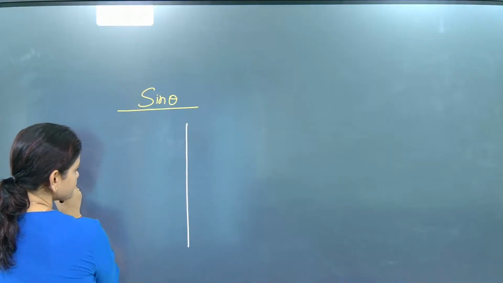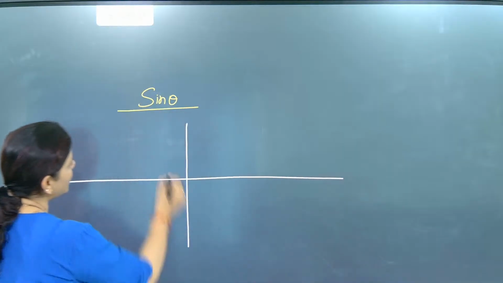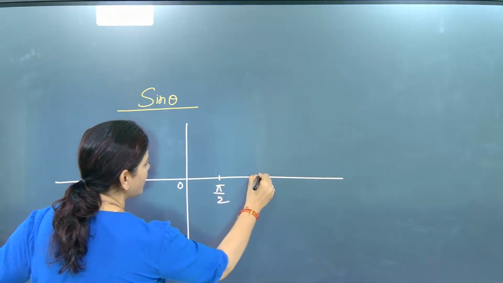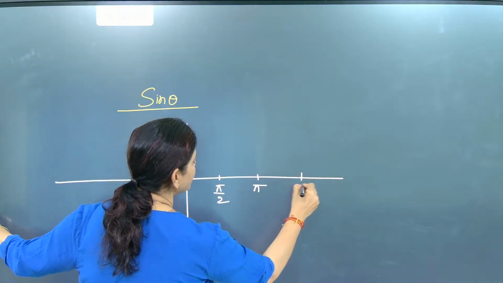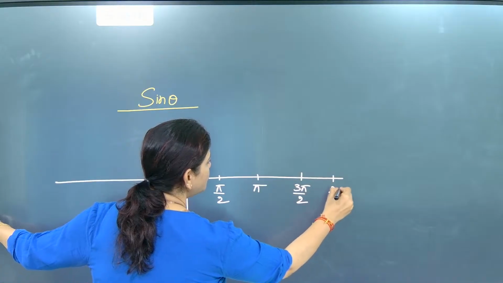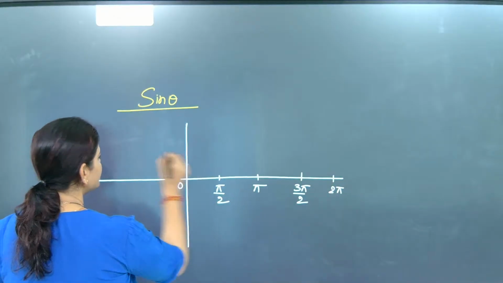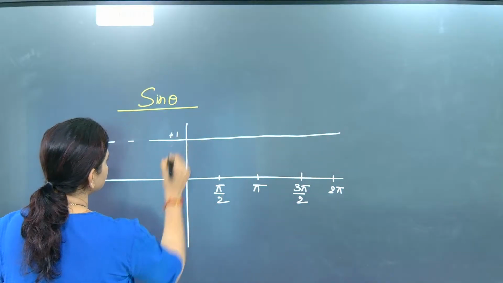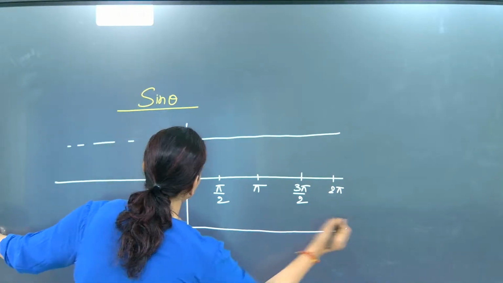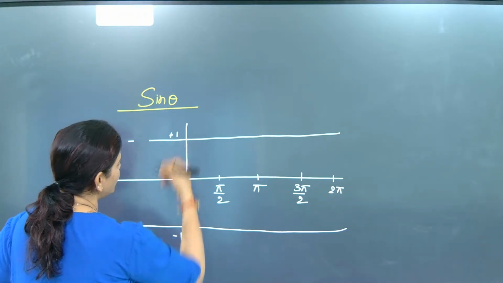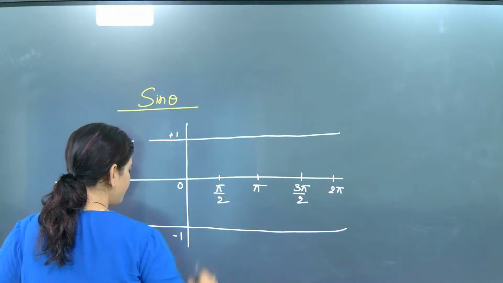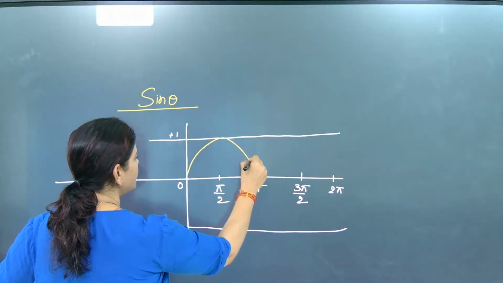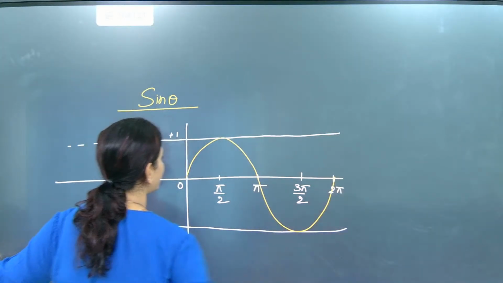Now look here, beta, if somebody asks you about sine, you very well know that the angles run from 0 to pi by 2, pi, 3 pi by 2 and 2 pi. Here is the graph of sine, and the minimum is -1 and the maximum is +1 as we check. Please pay attention here, I'm explaining some important sections. So this is exactly the graph of sine.